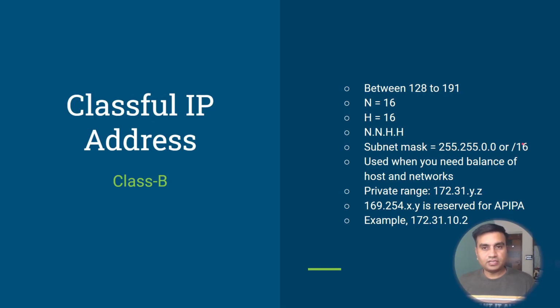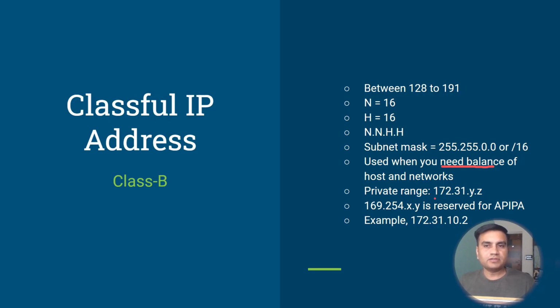There is one more small thing here. We have a host and network notation like this. So here the network bits are the first 2 octets and the host bits are in the last 2 octets. So it is n.n.h.h, which means we have 16 bits for network and 16 bits for host. This kind of IP address, which is a class B IP address, is generally used when we need a balance of network and host. When we want a bigger network and also a lot of networks, then we will go for a class B type of IP address.